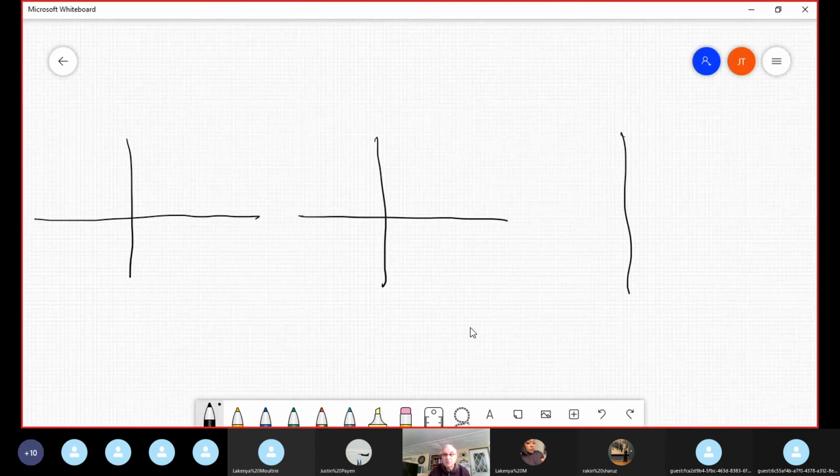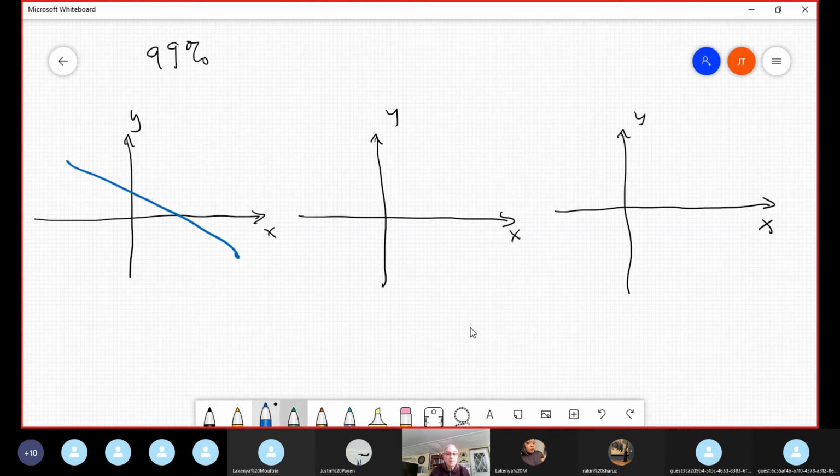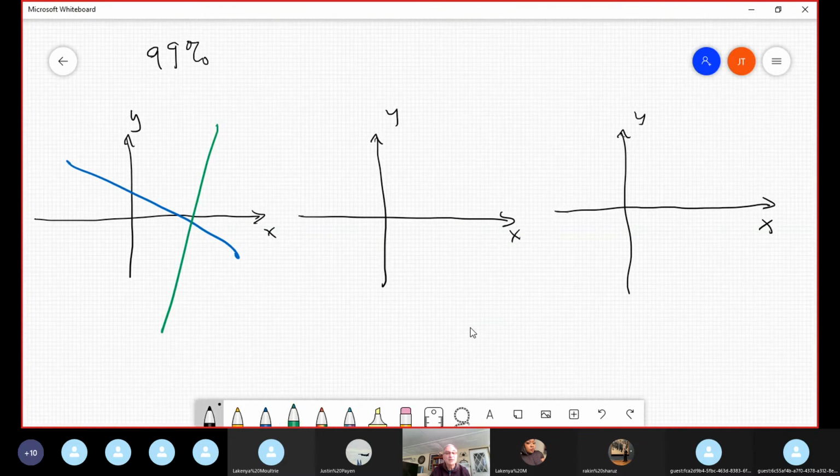Three possibilities. Okay, you need to be aware. The first possibility, which is the most common, I suppose 99% of the cases, is that you have two lines like that, and these lines intersect at one point, and you have a unique solution, only one.